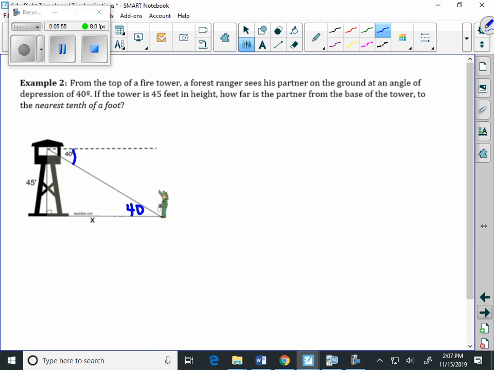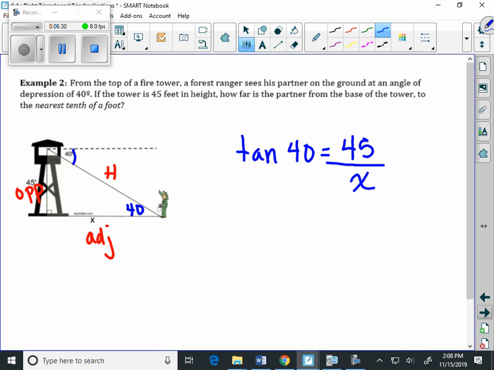So we're going to take the 40, and across from the right angle is the hypotenuse. Across from the 40 is our opposite, which means that our x is the adjacent. And we know the opposite. We want to find the adjacent, and the function that deals with opposite and adjacent is the tangent function. So this is going to be the tangent of 40 equals the opposite divided by the adjacent.